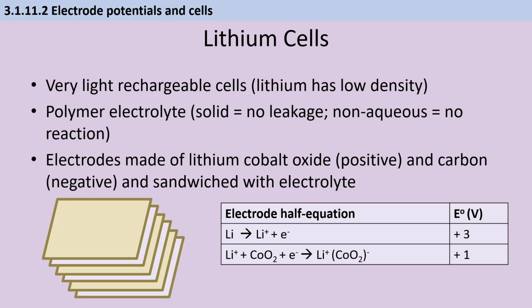Another example of a rechargeable cell is the lithium cell. Be aware that there are several different types, but AQA only asks you about one of them. Lithium cells are very light due to the low density of lithium. They have a solid electrolyte made from a polymer which prevents leakage and the reaction of lithium with an aqueous electrolyte. The positive electrode is made from lithium cobalt oxide and the negative electrode is made from carbon. These are sandwiched around the polymer electrolyte.